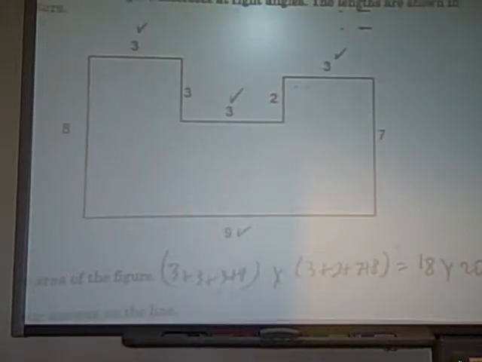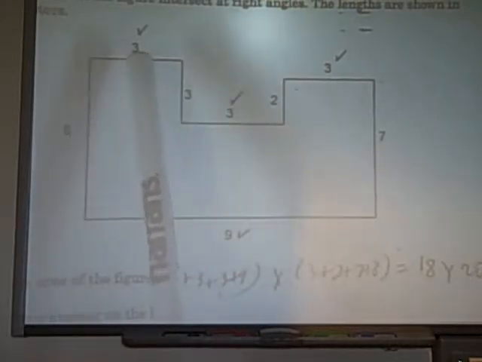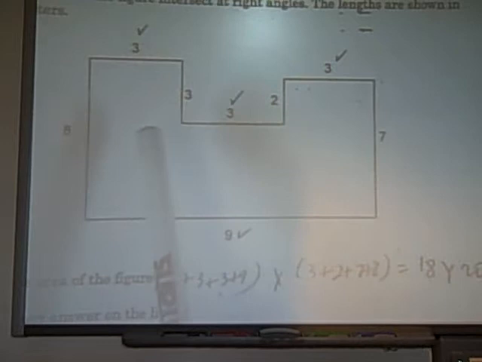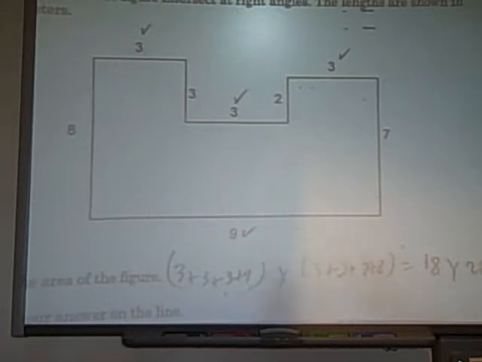And this is hard to see, so I'm just going to read it to you. In parentheses here, they've got 3 plus 3 plus 3 plus 9. So they took all of the widths and added them together in parentheses. Same thing with the lengths. They did 3 plus 2 plus 7 plus 8. And they added those together and then they multiplied. What's wrong with that strategy? Why wouldn't that work?